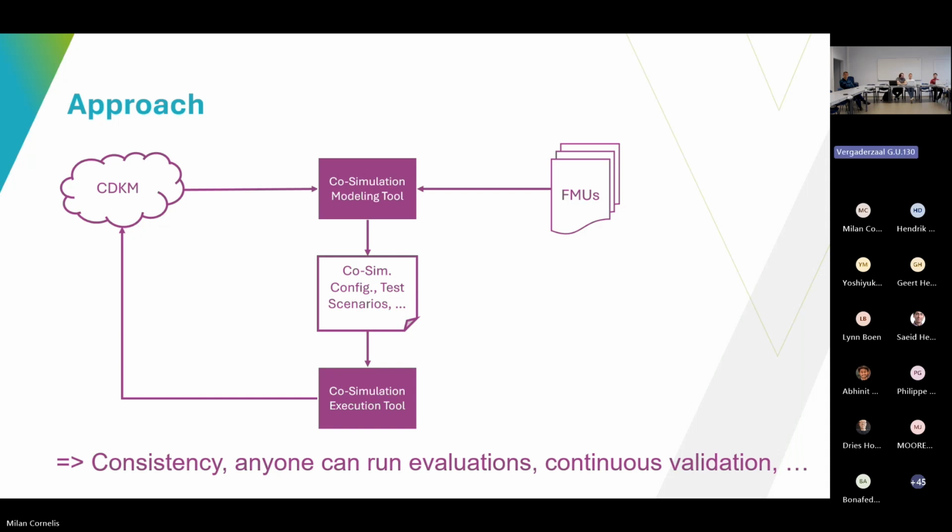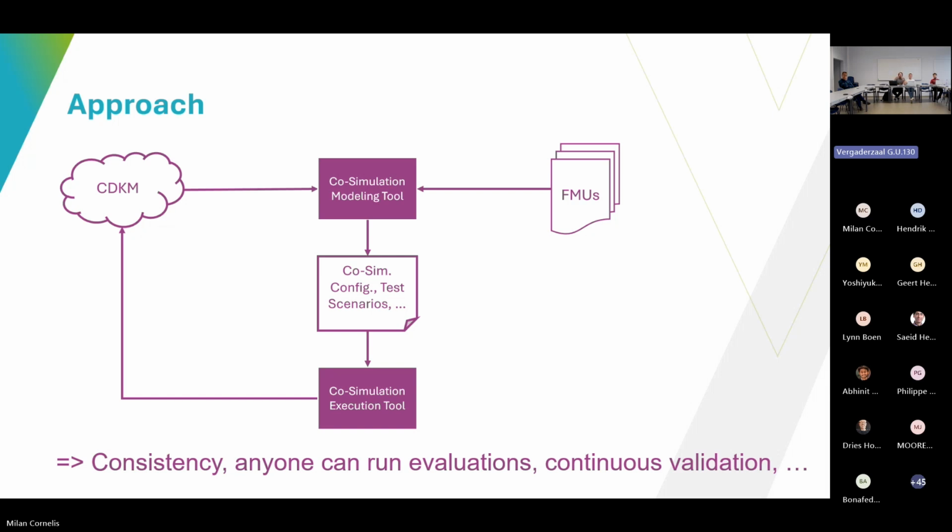So basically, in this way, we can ensure consistency because we have these links specifically to the cross-domain knowledge model, where we're using the cross-domain knowledge model basically as a single source of truth. Another advantage of this approach is that domain experts can set up these co-simulations, they can set up these test scenarios, and then after that, once they're set up, basically anyone can run them to check, for example, their design changes. And this is also a first step towards continuous validation.